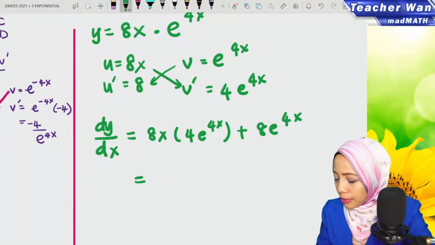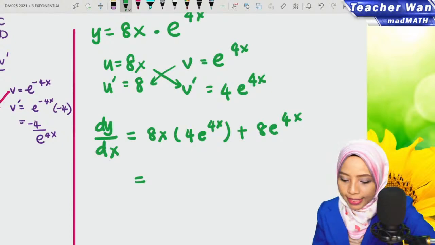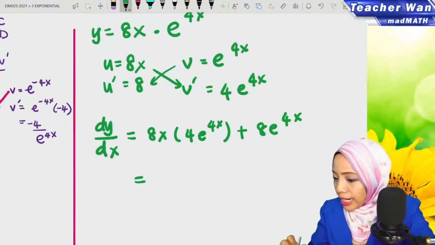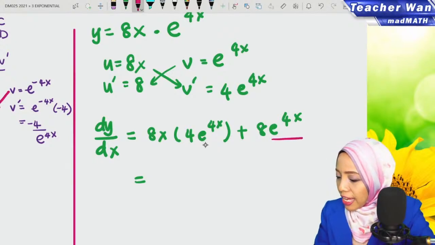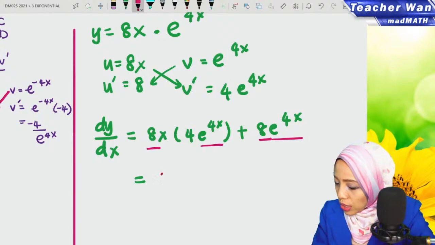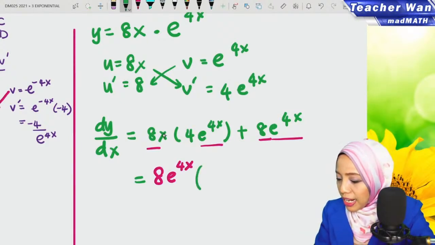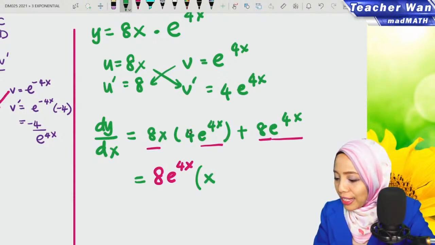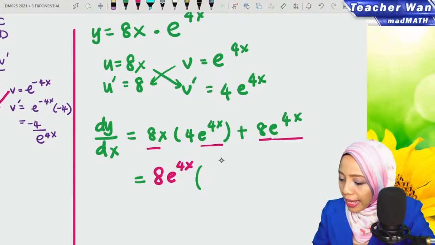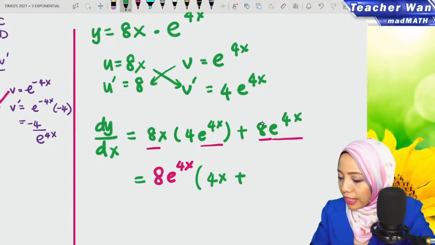8x e to the power. Okay. So far so good. Now, what is the common? Apa yang common kita nampak kat sini? We have e 4x, we have e 4x, and we have 8. So 8 e 4x factor out. The remaining left is x and 4. 4 pun tinggal juga ni. So 4x plus with this one, everything, 1.